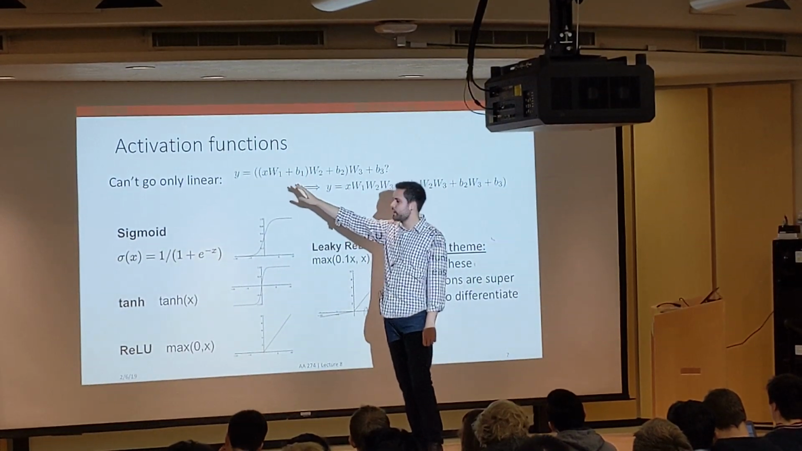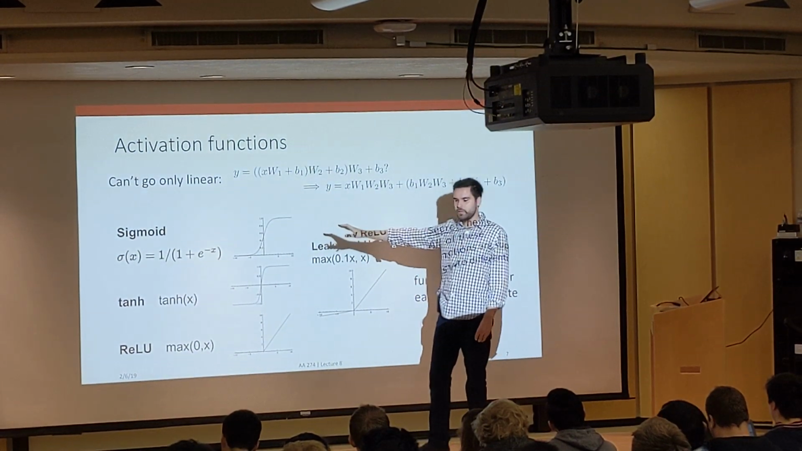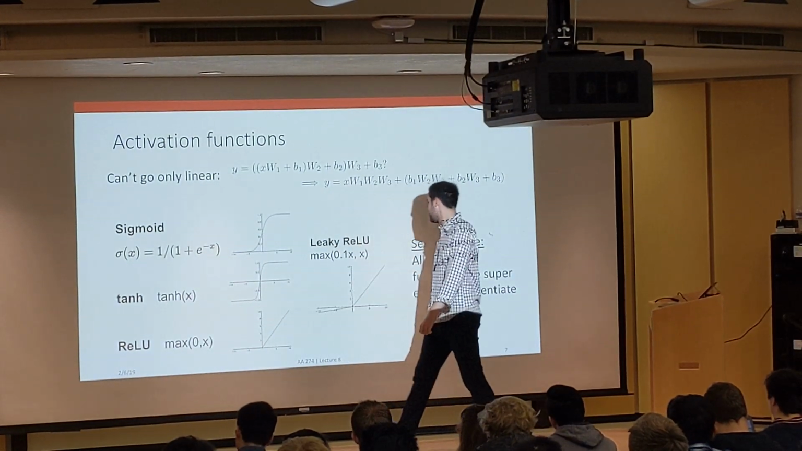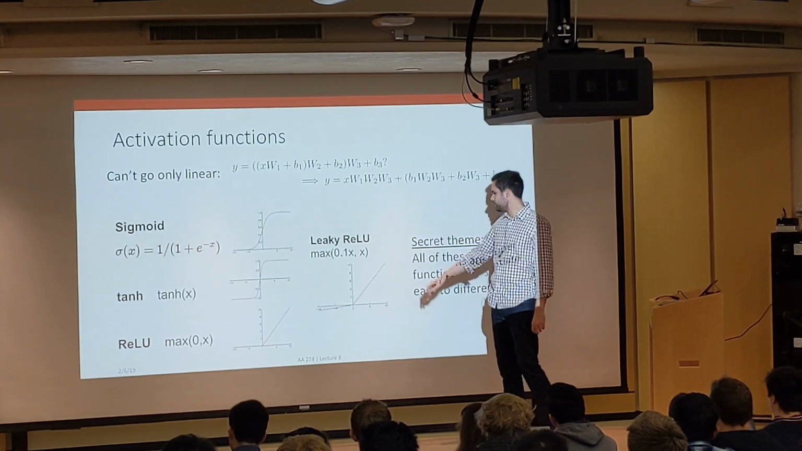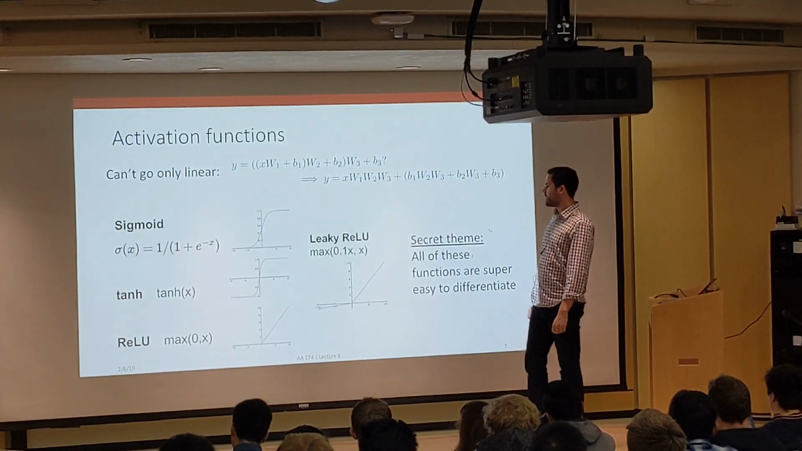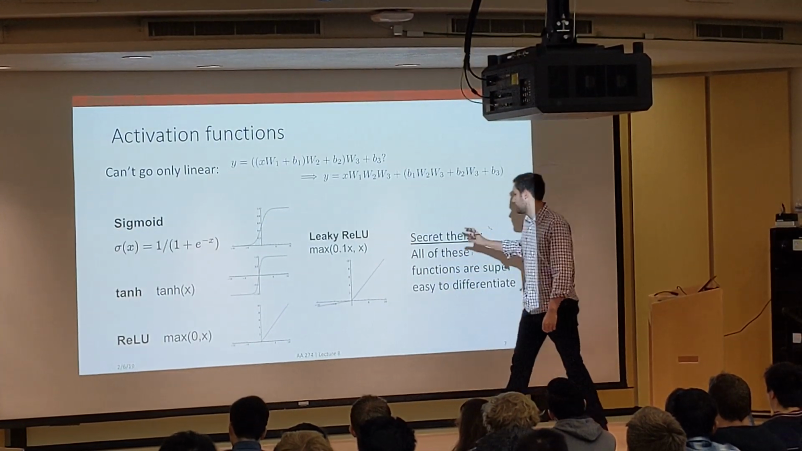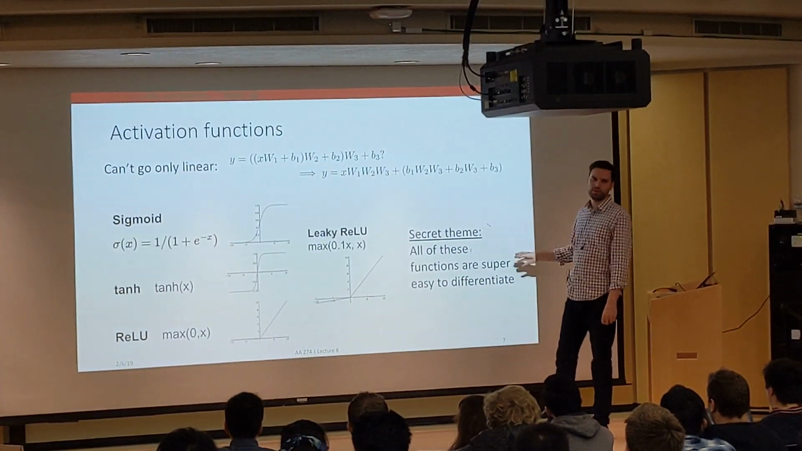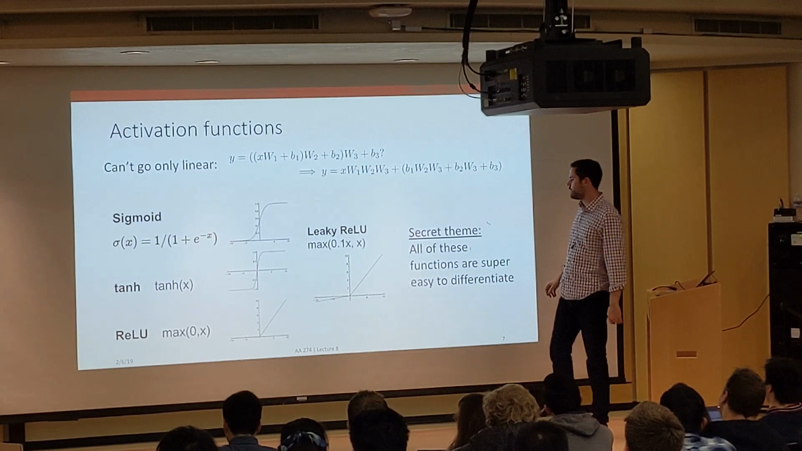So obviously the function that you choose for f is really important. And some of the most typical ones that you'll see are sigmoid, tanh, ReLU, and then leaky ReLU, which is a bit more modern. But basically, the idea behind all of these is that they're really easily differentiable. And we'll talk about why in the next slide.